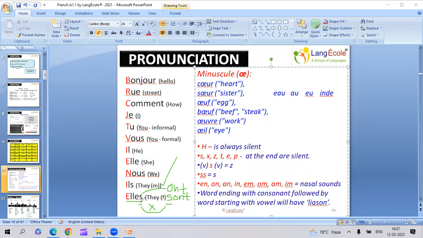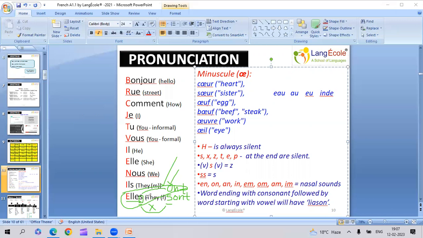Why? This word is ending with S, a consonant, and this word is starting with a vowel. So what will happen? These two words, because of the liaison, will get pronounced together. It will be written separately only, but it will be pronounced together. So imagine in your mind that these two words are together. So how will you pronounce this?